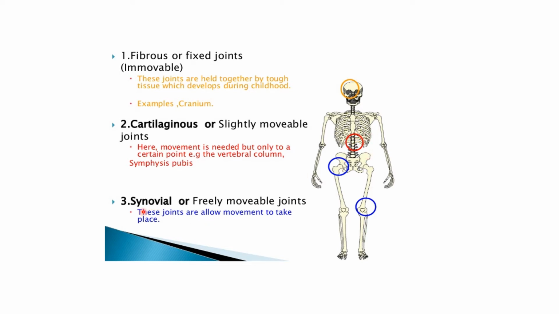Now the third one, which is synovial or freely movable joint. These joints allow movement to take place. Okay, for example, knee joint, shoulder joint, etc.